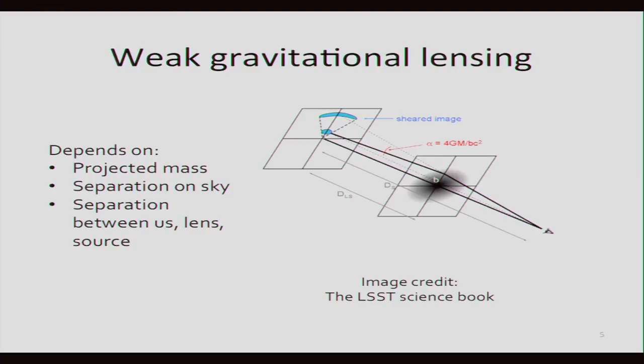So in this picture, this is us down here. We're looking up at this object that has a kind of smeary shape here. The light actually came from this more circular object. The light rays were deflected by this lens system, and in particular, light rays at different points on this object were deflected slightly differently, so we got something that is kind of smeared out. And the amount of this smearing, or shearing, we call it, depends on the amount of mass here and the separation on the sky between the lens and the light ray, and the distance between us, the lens, and the source.